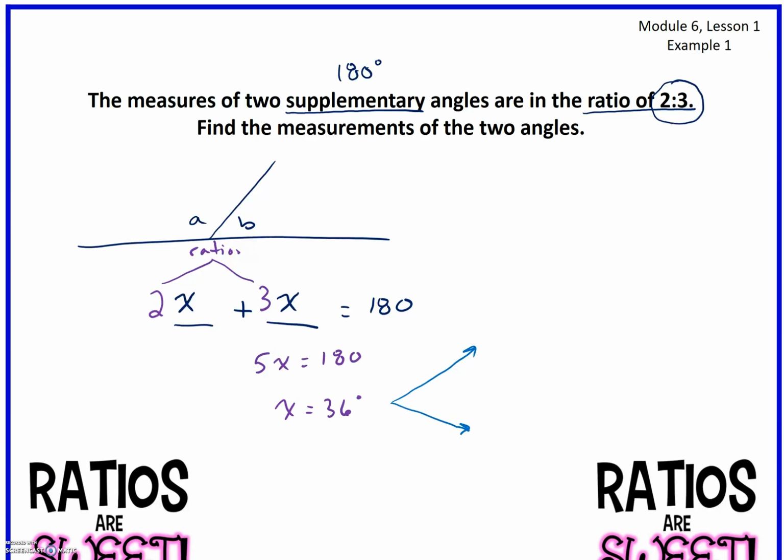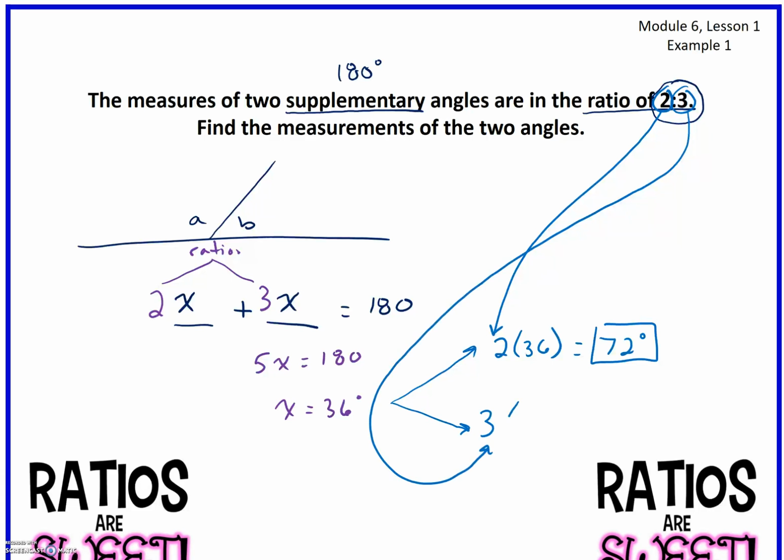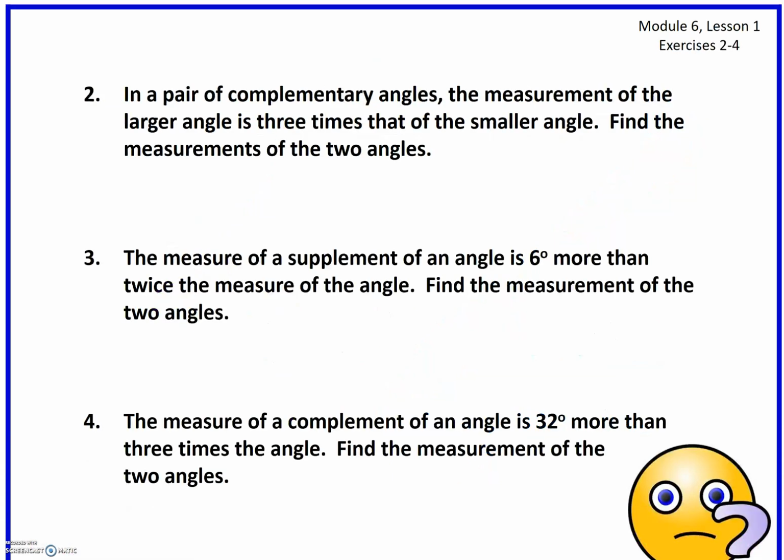And we know that angle 1 is 2 times the 36 because of this part of the ratio. And 2 times 36 is 72 degrees. And angle 2 is the third part. So multiply by 3. 108 degrees. Let's take a look at another one.